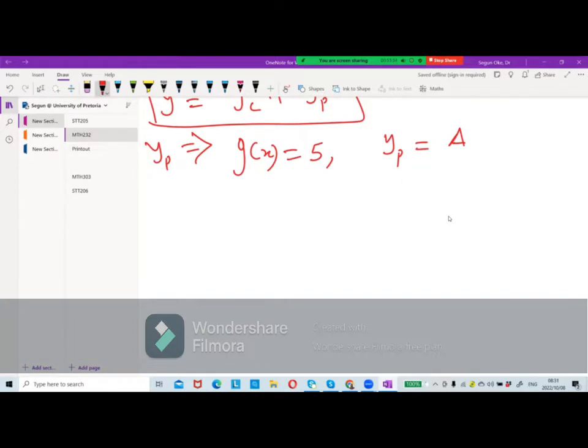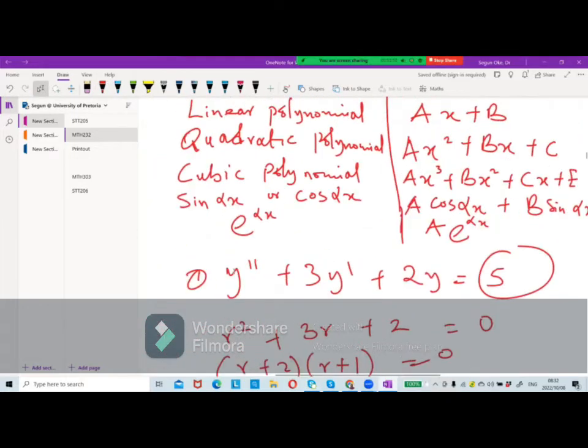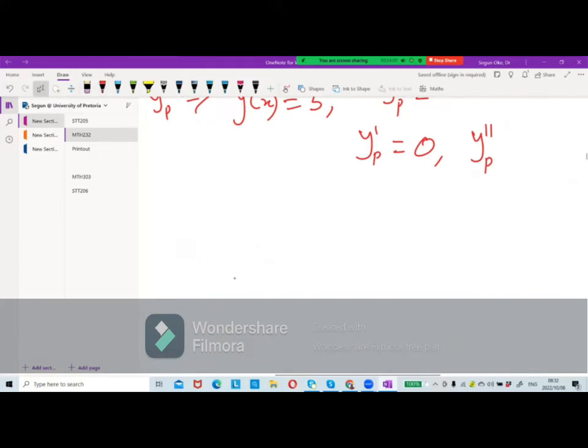So now what we need to do is differentiate yp the first time. When you differentiate a constant, what do you have? 0. Thank you. When you differentiate it a second time, we have yp double prime, the second derivative. Differentiate yp prime, differentiate 0, what do you have again? 0. Thank you.